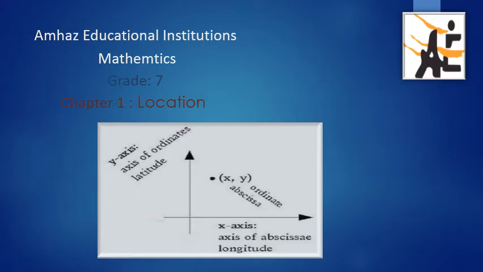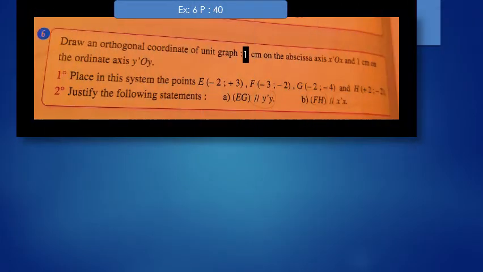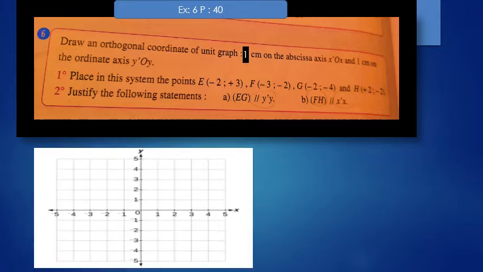Please put your homework in front of you and let's solve it together. Exercise 6. Draw an orthogonal coordinate system. Here, please correct it. It's 1 centimeter on the abscissa axis and 1 centimeter on the ordinate axis. Okay, then I have to draw an x-axis and y-axis. Then what? Place in the system the points E(-2, +3).